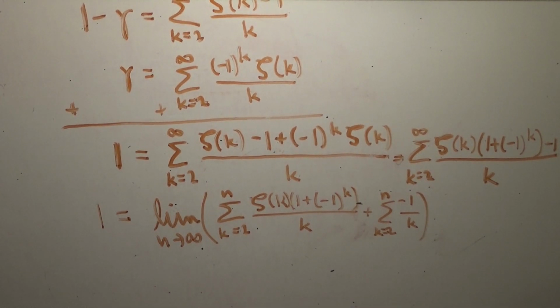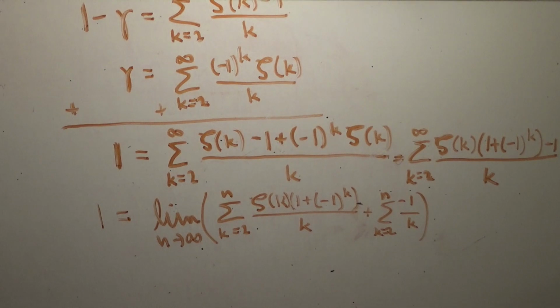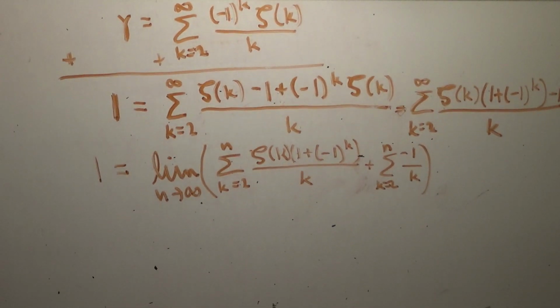And the point of doing that is now I can manipulate these two series individually, because if I let n go to infinity, they would diverge and it would cause a problem. So I have to sort of manipulate them in the finite world first.